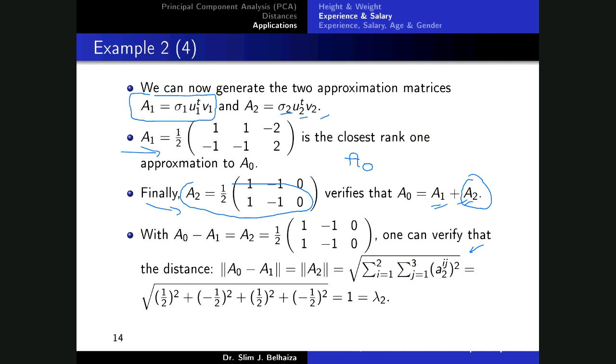If you take matrix A2, you just take every item, square it and take the square root, so it is 1, which is in fact equal to sigma 2. In fact, Eckart said that this has always to be larger than or equal to sigma 2.